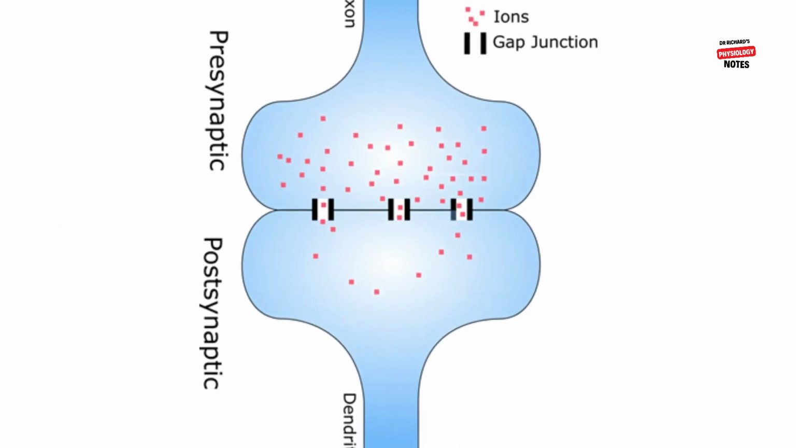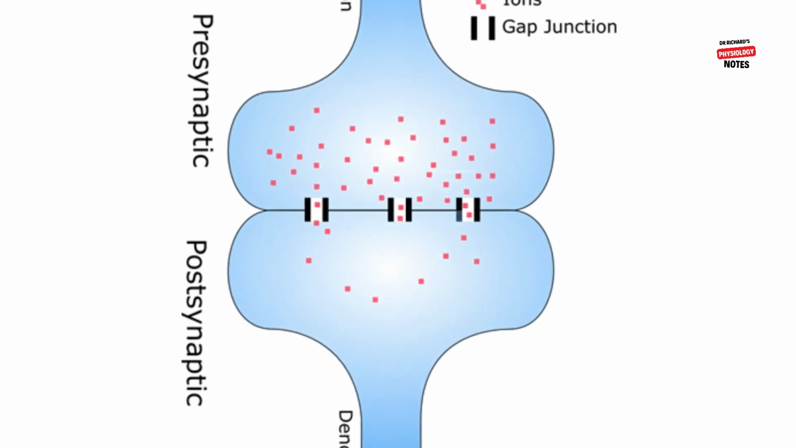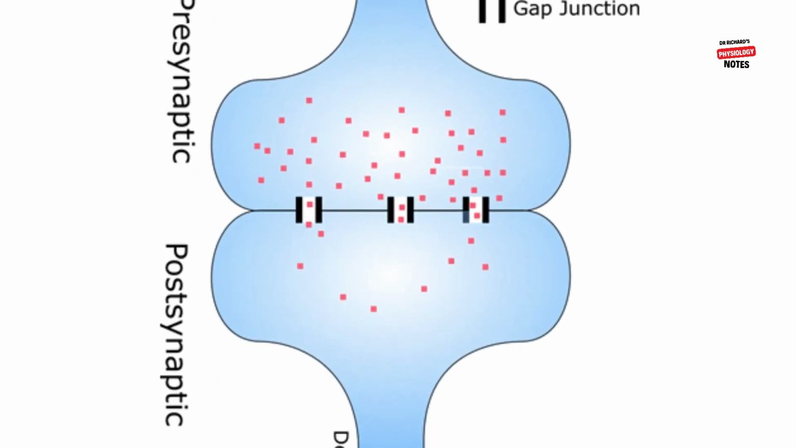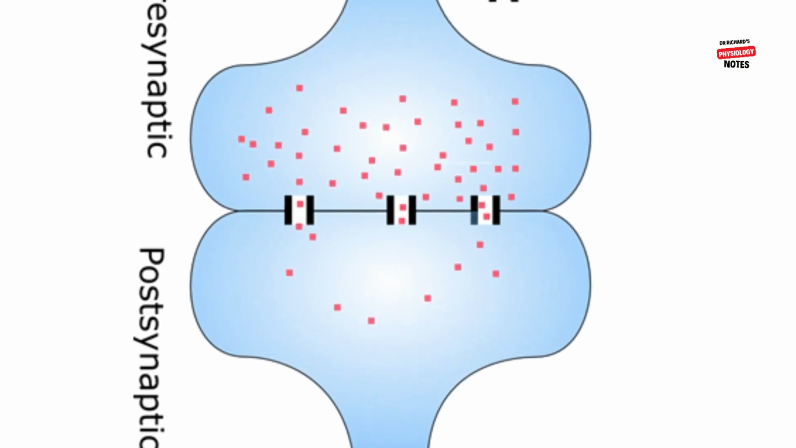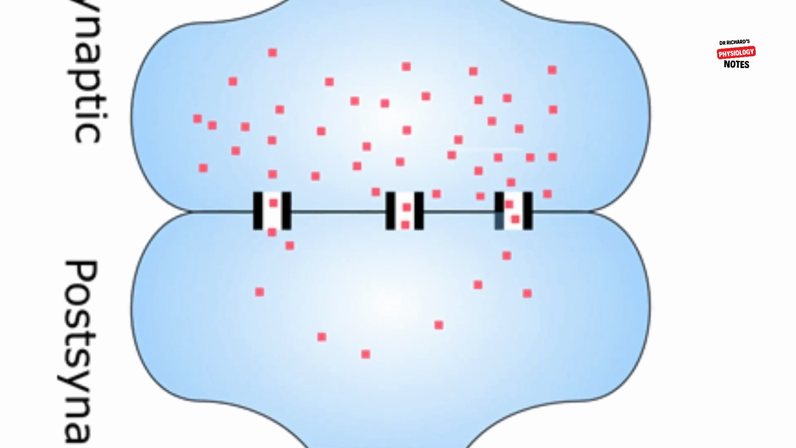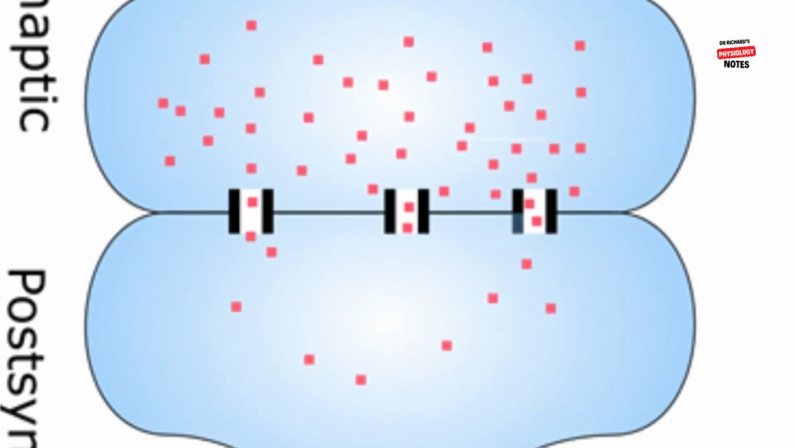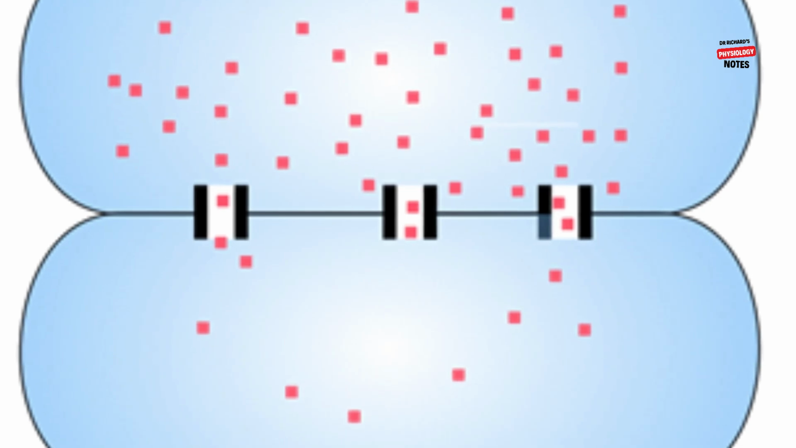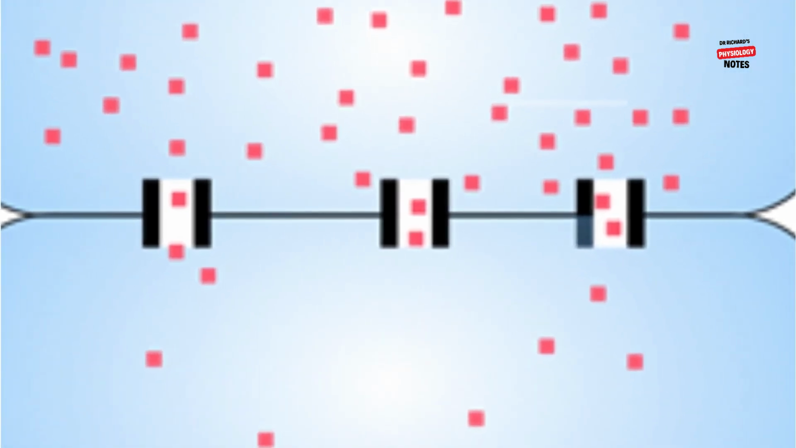Electrical synapses consist of gap junctions that intimately connect the cytoplasm of adjacent neurons, allowing ions and small molecules to flow directly from one neuron to the next. Neurons joined in this way are said to be electrically coupled, and transmission across these synapses is very rapid.